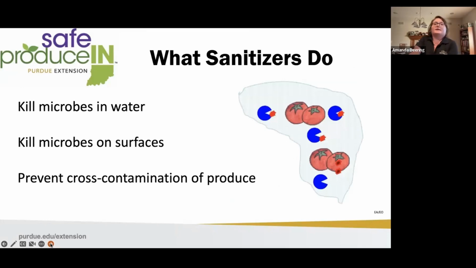So what do sanitizers do? They can kill the bacteria in the water. They can kill bacteria that could be on the surface of the fruits and vegetables, and they definitely help prevent cross-contamination. Remember that picture I showed you with the lettuce, all the lettuce in this big dump tank or dunk tank, whatever you want to call it. If you put sanitizers in there, it's just like what this picture is showing you, right? The sanitizer can kill some of these bacteria that are coming off that produce.